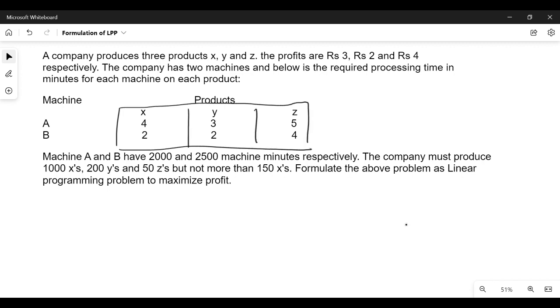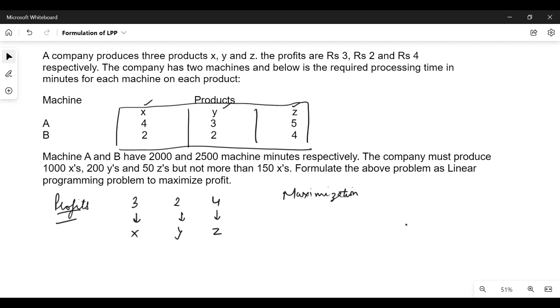So three products are given: X, Y and Z. Fine. And the profits are 3, 2 and 4. So we can write here that profits are 3, 2 and 4 for the three products, for X, for Y and for Z. So again the profit concept is given. So the case is of maximization. Maximization, right?